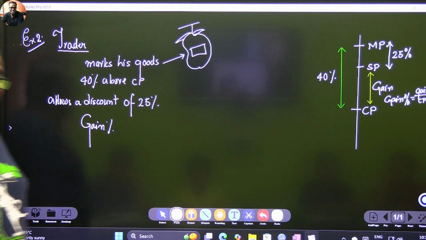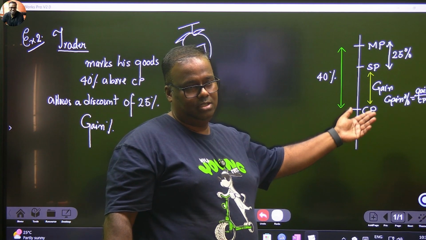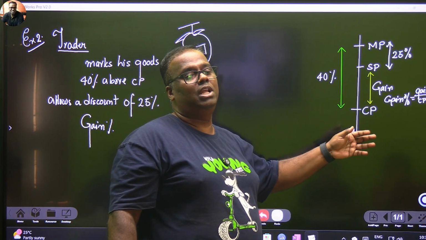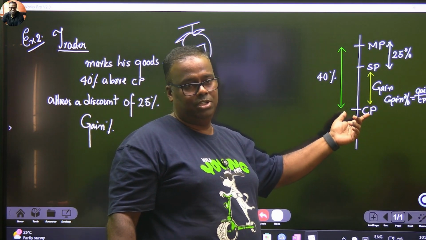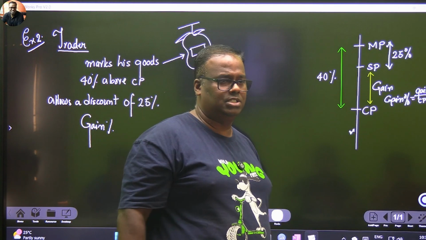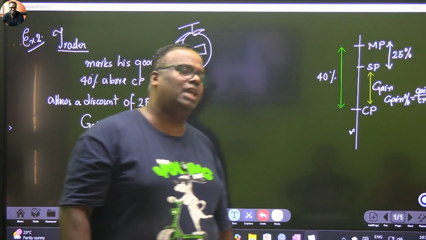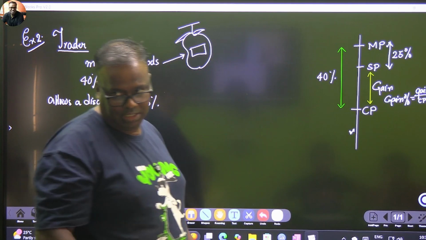ठीक है? अब ये प्रॉब्लम दो तरीके से कर सकते हैं. Either assume the cost price as x, or you take the cost price as, let the cost price be 100 rupees. The job becomes easy. The way you want to do it, you can do it with x or with 100. You tell me how you want to do it. Okay, we'll do it with x, we'll do it with 100 also. So पहले x से करके देखते हैं. Let's see.